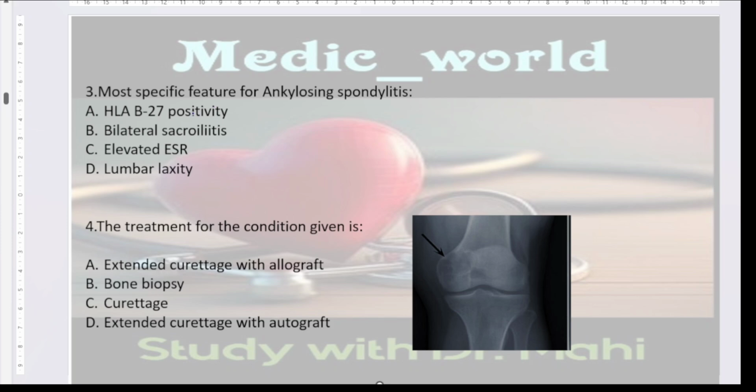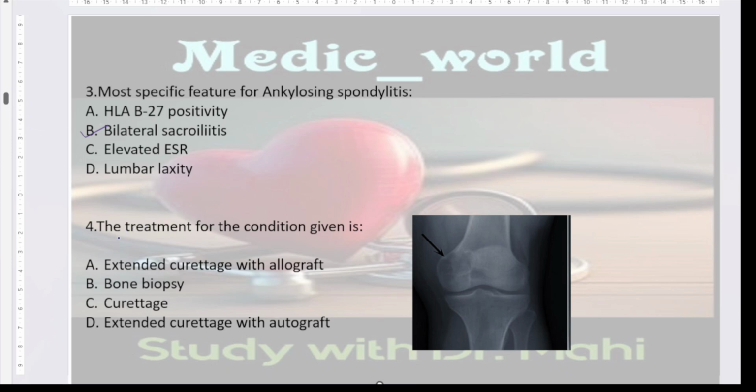that is most specific feature of ankylosing spondylitis. HLA-B27 positive. It is not the most specific feature because it is present in most of the patients, but it is not present in all the patients. So it's not the answer. Bilateral sacroiliitis, it is the correct option. It is the most specific sign of ankylosing spondylitis.